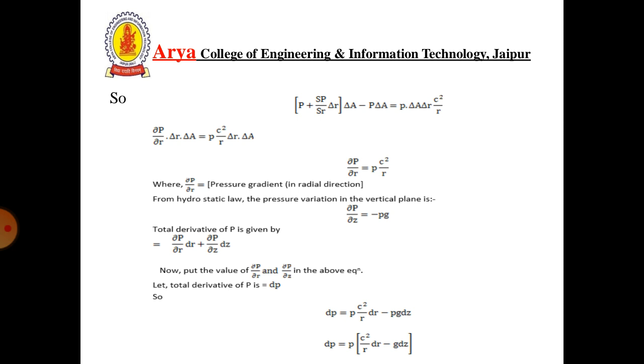From the hydrostatic law, the pressure variation in the vertical plane is del P upon del Z equal to minus rho g. The total derivative of P is given by del P upon del R into dr plus del P upon del Z into dz. Now put the values of del P upon del R and del P upon del Z in the above equation. Let the total derivative of P be dP. So dP is rho c square upon R into dr minus rho g into dz. Rho can be taken common, so dP equals rho into c square upon r into dr minus g into dz.